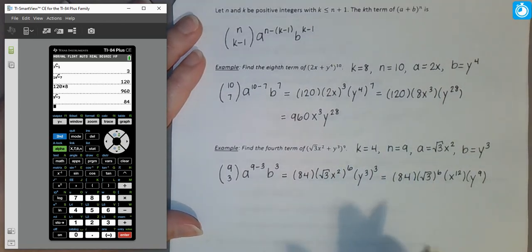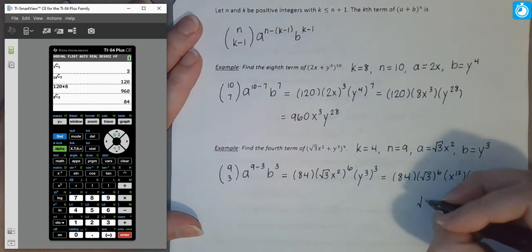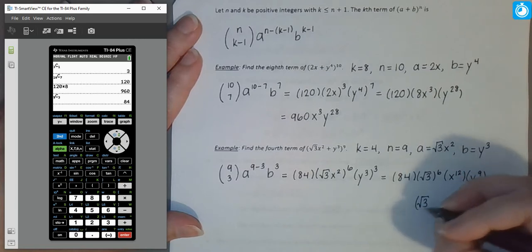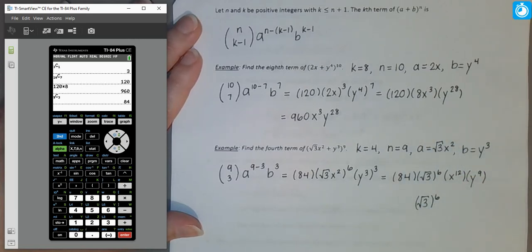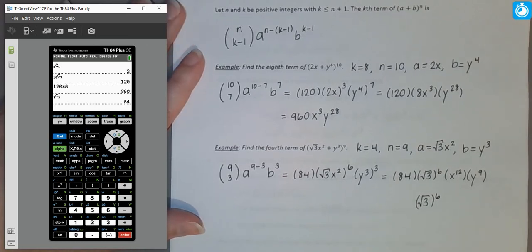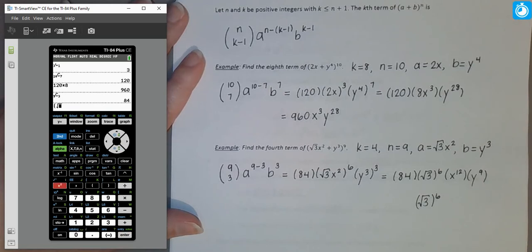Now root 3 to the 6th power. Let's deal with that by itself. So the square root of 3 raised to the 6th power. Here's how I like to think of this. Now first off, let's see what happens if we just plug it into the calculator. So if we take the square root of 3 and raise it to the 6th power, we get 27.